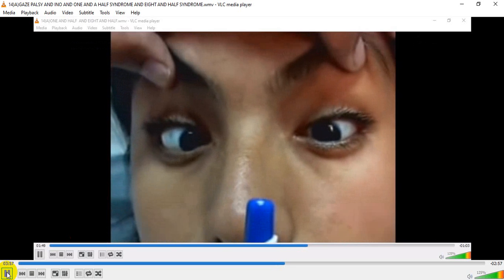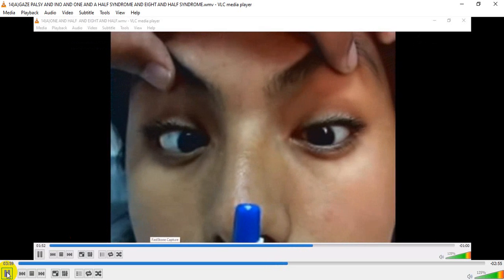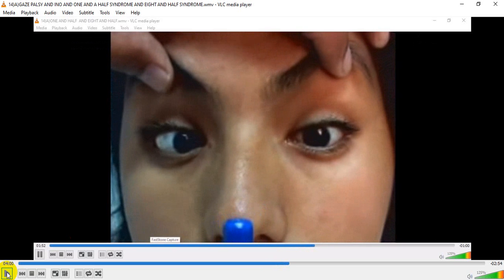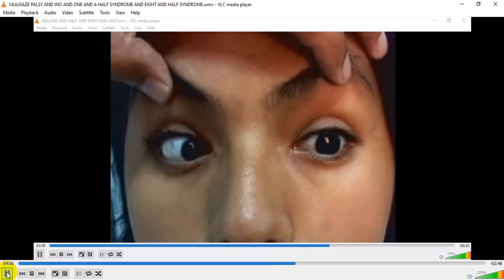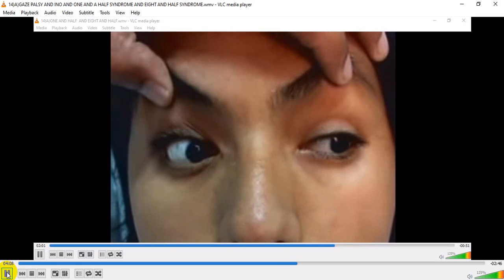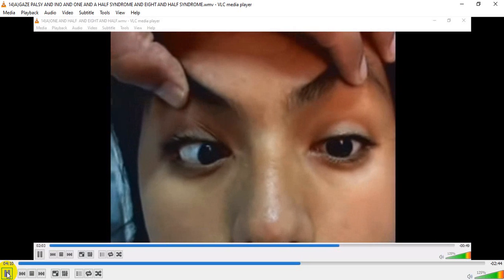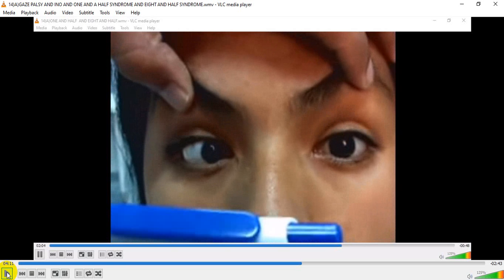Now convergence is possible. You can see both eyes converge. Very clear, right? Now you are asking a person to look to the left. You can see the right eye is also adducting, left eye also abducts, and there is a nystagmus.